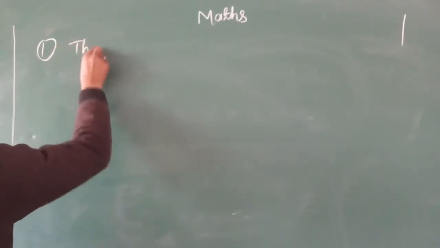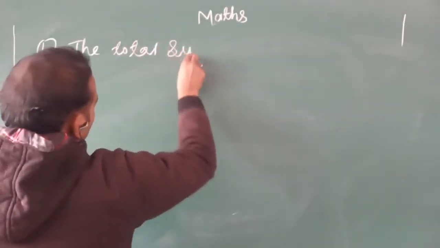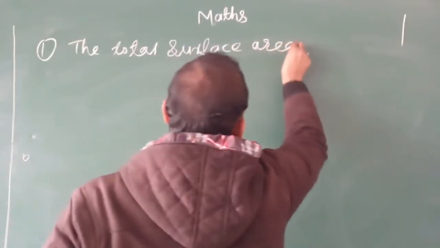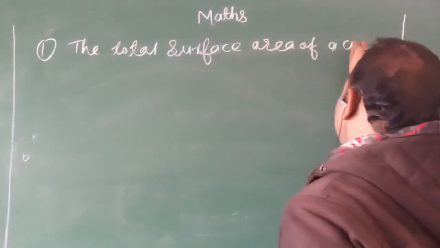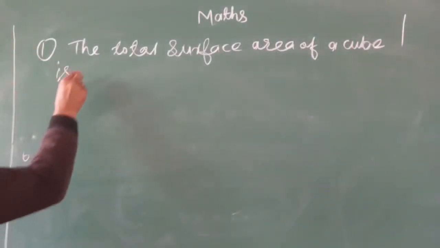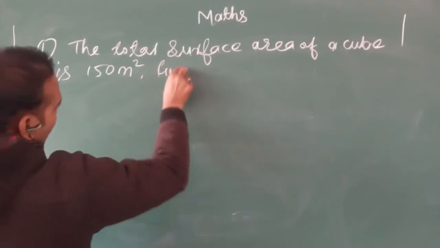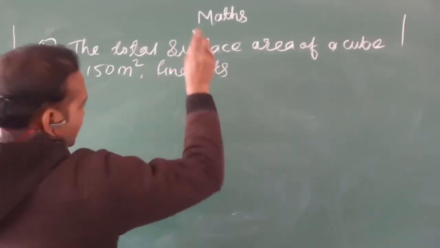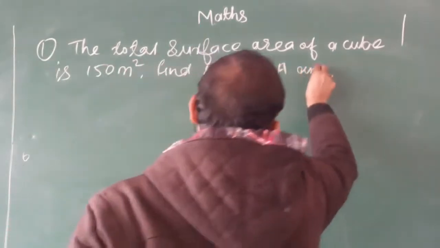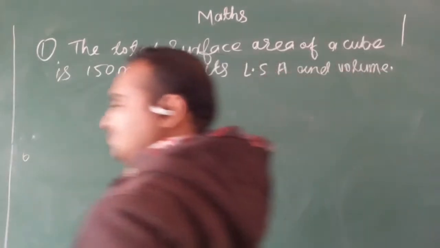The total surface area of a cube is 150 meters square. Find its lateral surface area and volume.